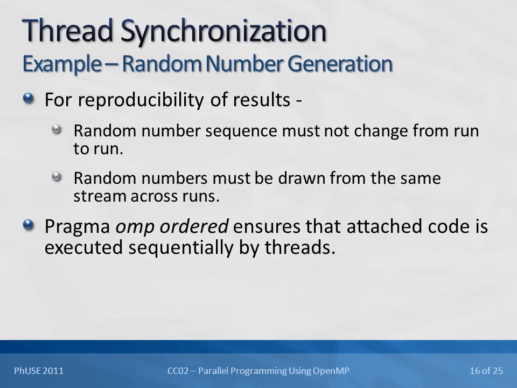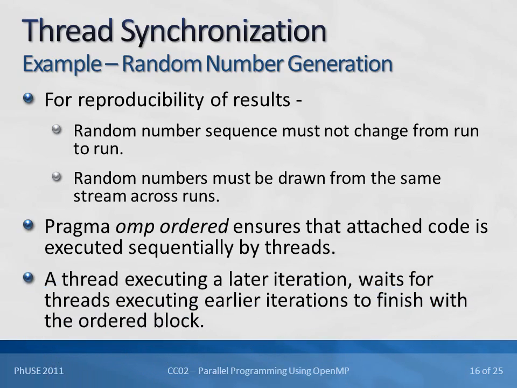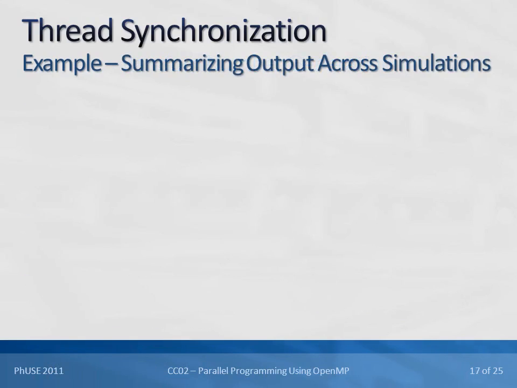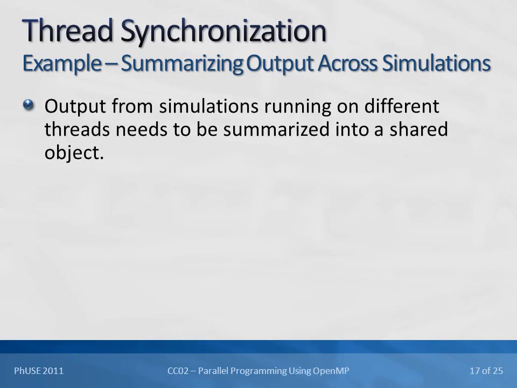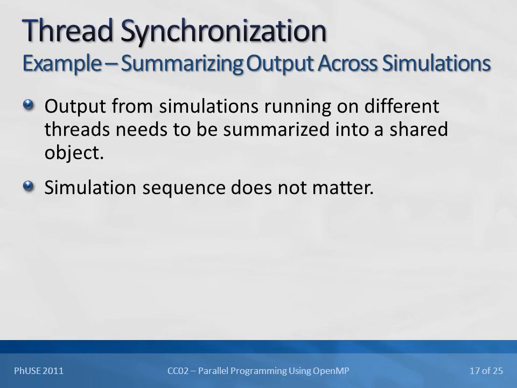The next example is summarizing output across simulations. Although the simulations are different, we finally want to aggregate their results into one shared memory object that's going to store your final output. And so you don't want two different threads to update this output object at the same time. To ensure that, you could use the pragma OMP critical, which ensures that only one thread updates your memory object at one time. Here the sequence does not really matter.